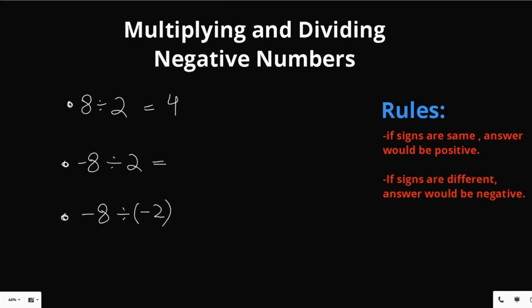In the second case, 8 has a negative sign and 2 has a positive sign. So one has a negative, the other has a positive. This means we have opposite signs, different signs. It's going to give me negative 4.